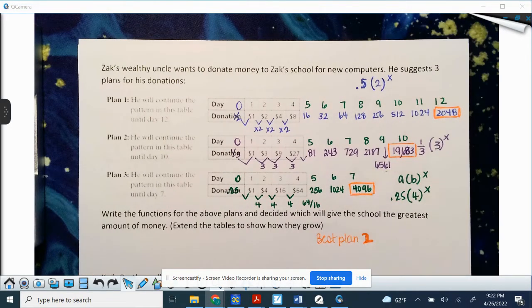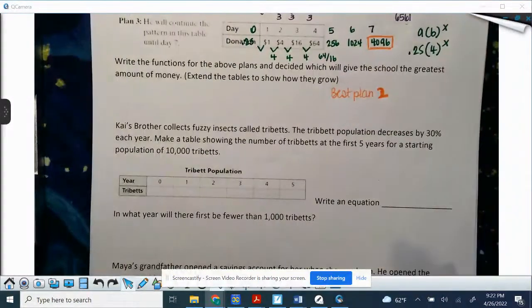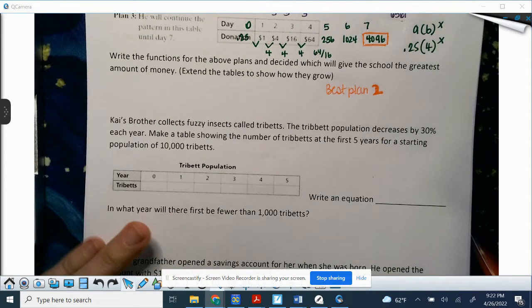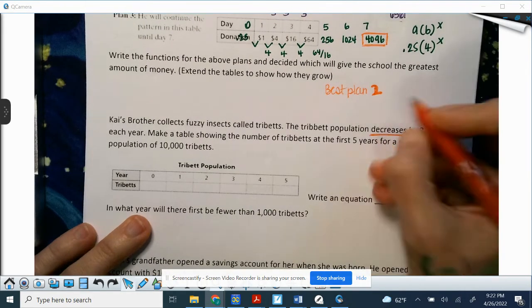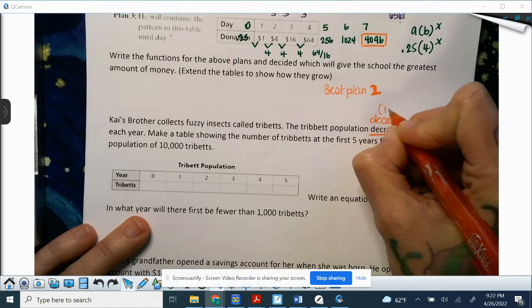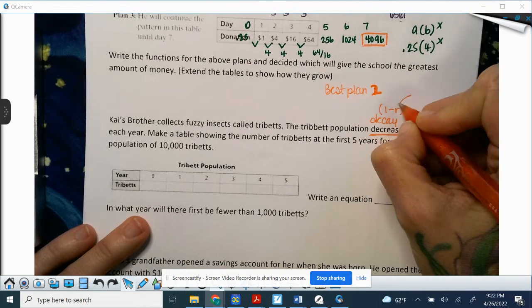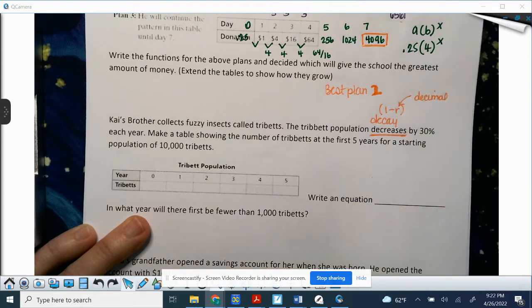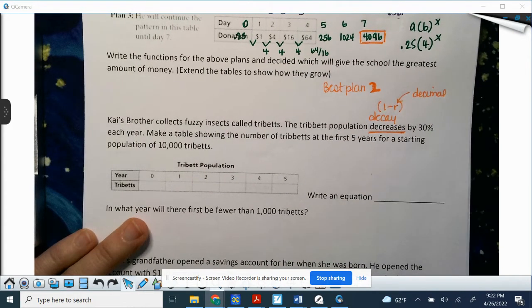All right, some word problem practice. So Kai's brother collects fuzzy insects called tribits. The tribit population decreases by 30%. So decreases by 30% means this is going to be a decay function. As soon as you see decay function, remember it's 1 minus our rate. Our rate is a decimal. So we have to change our percent to a decimal.